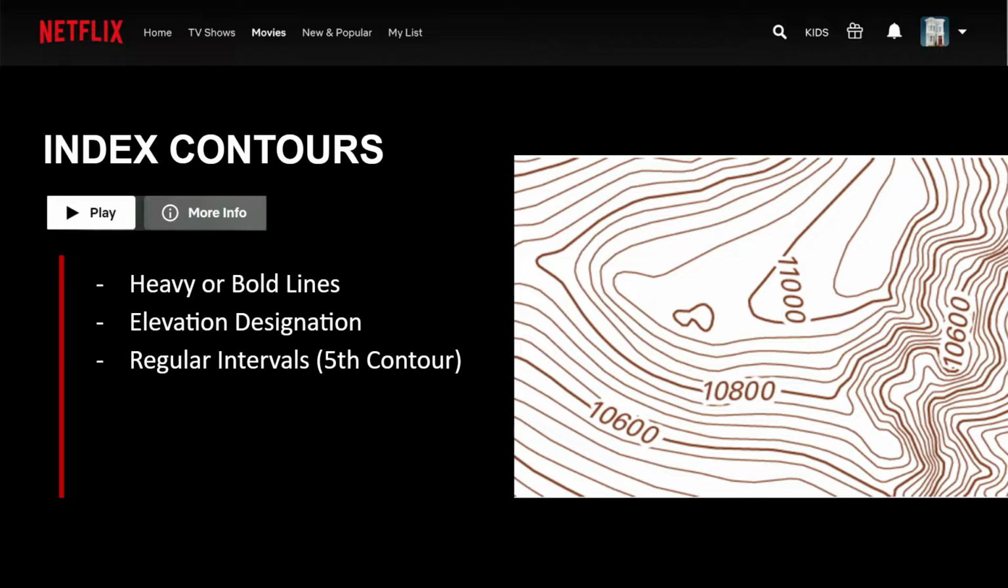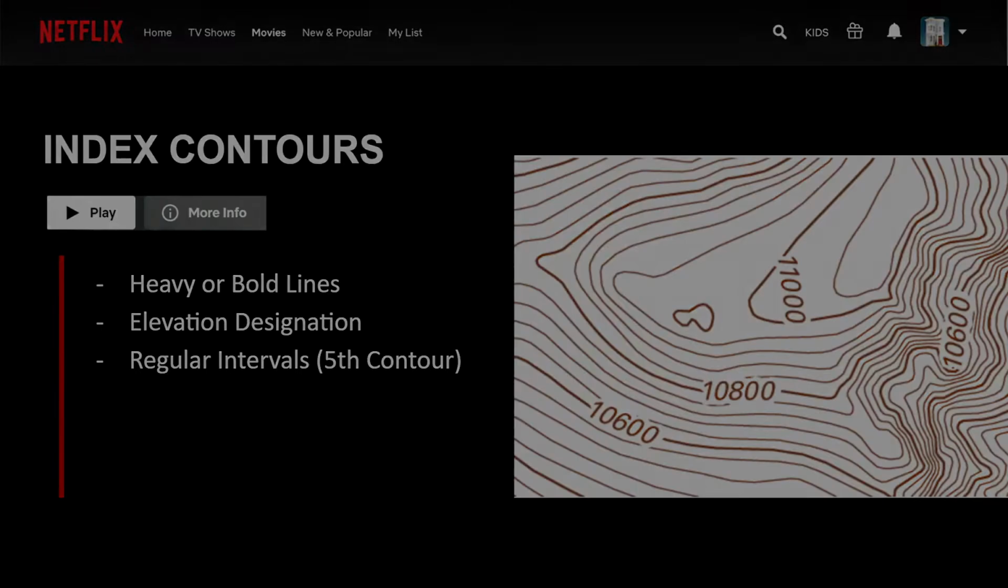The first type is the index contours. These are contours displayed as heavy or bold lines with a number along its course, which symbolizes an elevation designation, or the elevation. It usually appears on regular intervals, normally shown on every fifth contour.